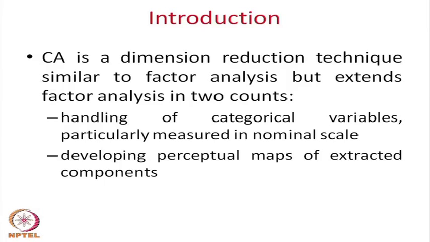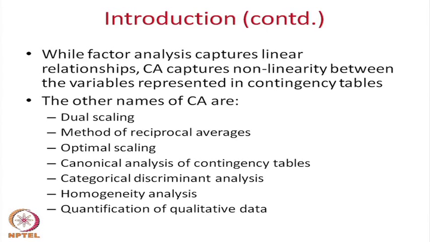Okay. Now, see what different names we find in the literature related to correspondence analysis: dual scaling, method of reciprocal averages, optimal scaling, canonical analysis of contingency tables, categorical discriminant analysis, homogeneity analysis, quantification of qualitative data.